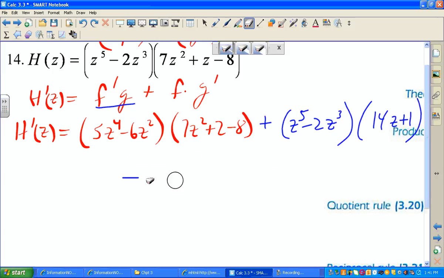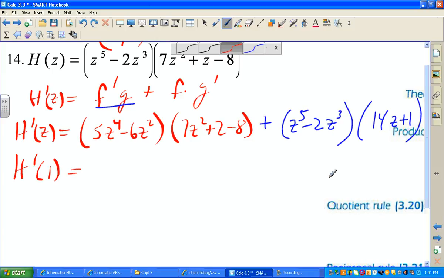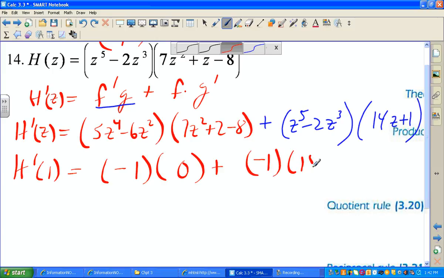Now watch something very carefully. If you take the derivative, and I ask you this question, h prime of 1, that means you put 1 in for all of z's, and then you would multiply that out. H prime of 1 will give you negative 1 times 0 plus negative 1 times 15. So the answer would be negative 15, h prime of 1. Okay?